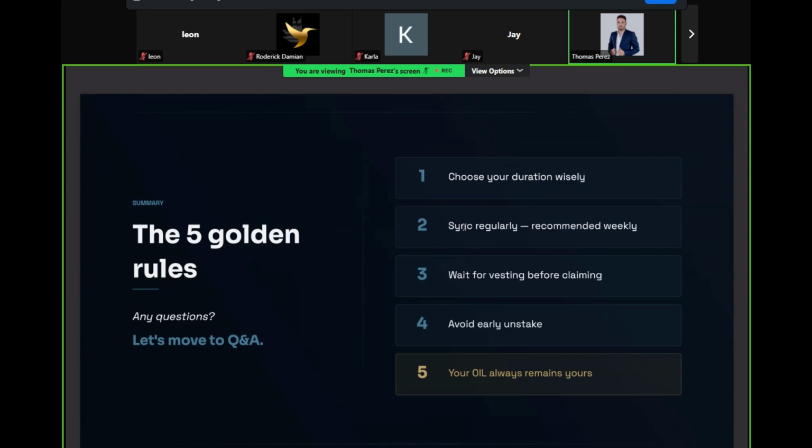Move your reward to vesting bottom. Be patient with your rewards. Avoid unnecessary penalties. And most importantly, remember that your oil token always remains yours. If you follow these principles, you will navigate the system very efficiently.